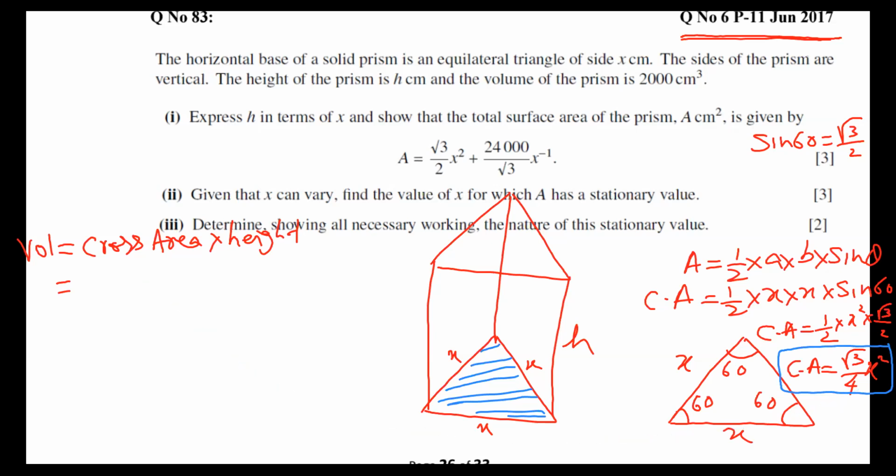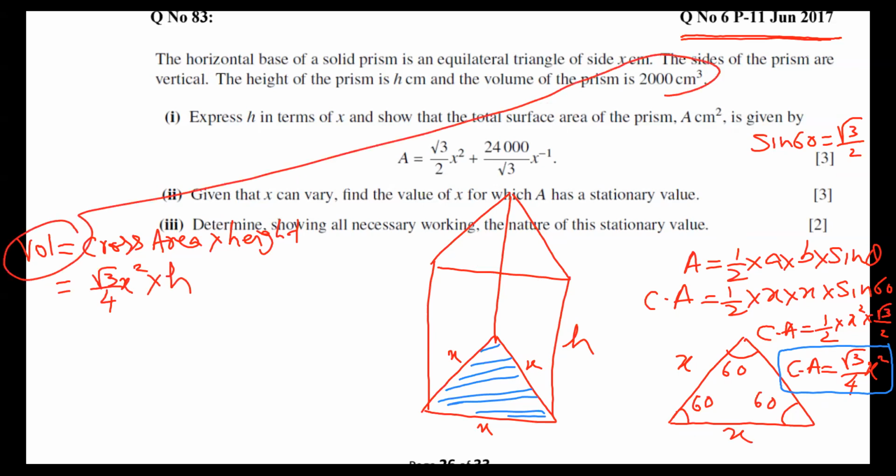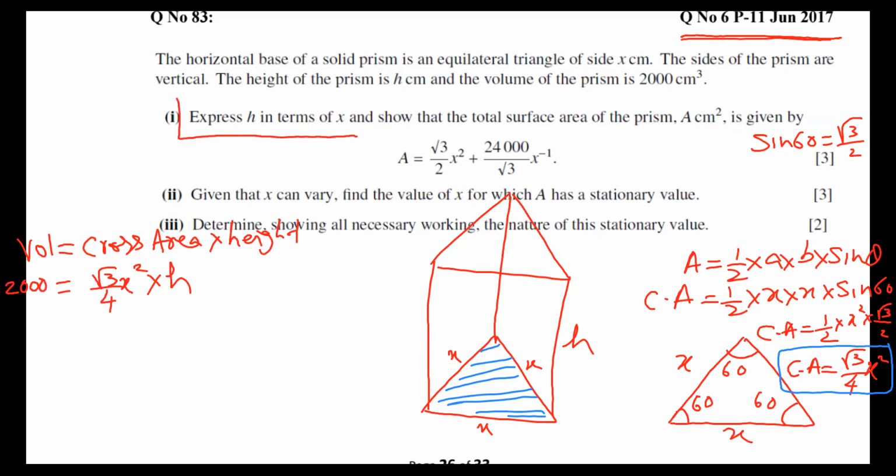And this cross area, I'm going to write it here. So let's start. Let me write here: cross area is root 3 by 4 times X square, and the height is h. I'm writing h, and the volume given by him is 2000. So I'm writing 2000. Now, first of all, he said to express h in terms of x. So we have to make h the subject. Not a hard job.